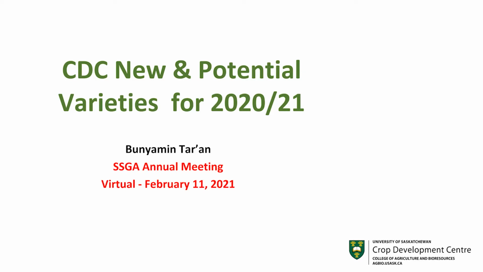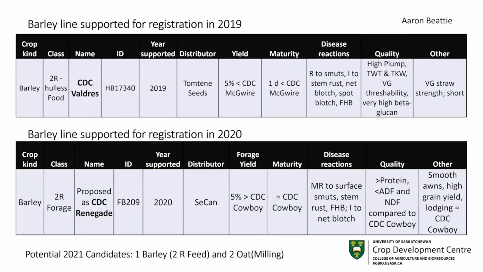So now I'd like to continue with the new and potential variety releases for 2020 and 2021 for this annual meeting. Okay, the first I'd like to start with is barley. This is from Aaron Beattie. You can see the name in the top right corner, who is the breeder.